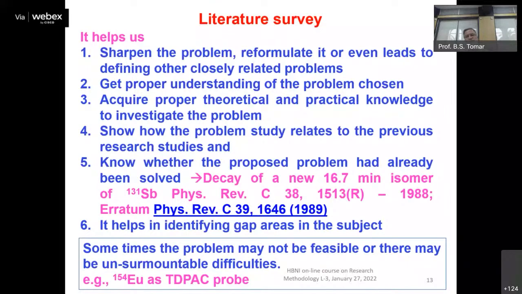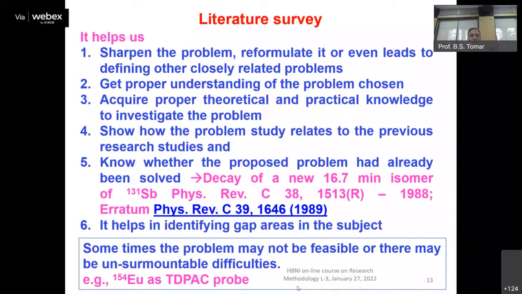So you learn from your mistakes, and if we did not know, that was ignorance. The lesson to learn is that you should do a good literature survey before somebody points out to us that we have not done a proper survey. This literature survey helps in identifying gap areas in the subject. When you read all the literature, you will find there are some gap areas, and that is where you make a problem definition. Sometimes, the problem may not be feasible, or there may be insurmountable difficulties.